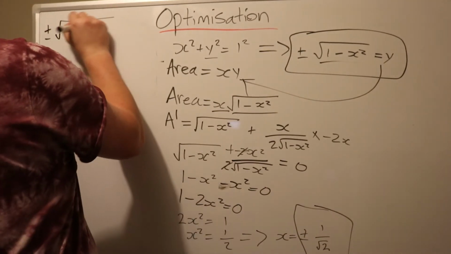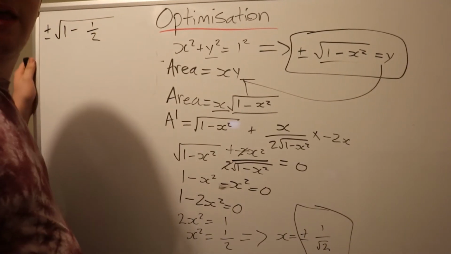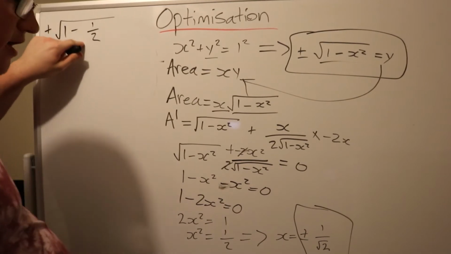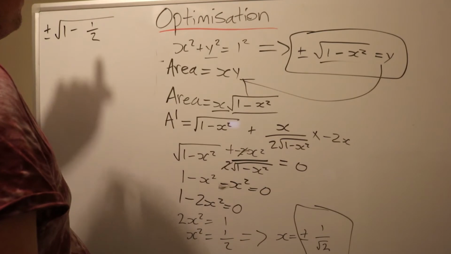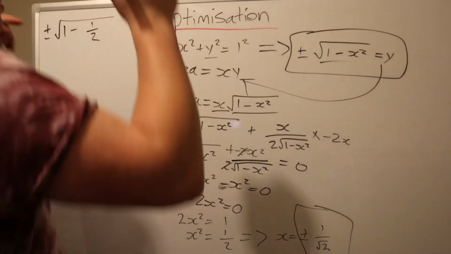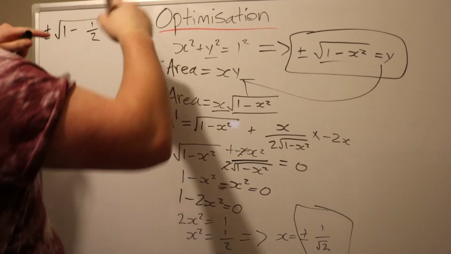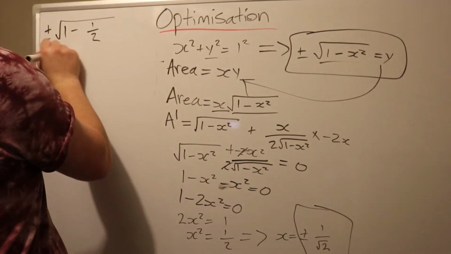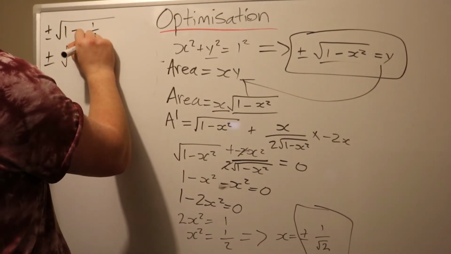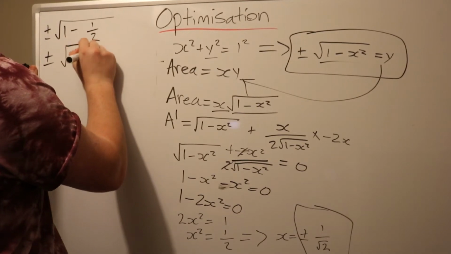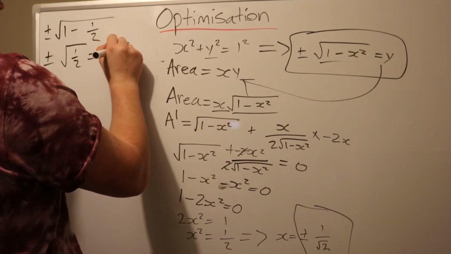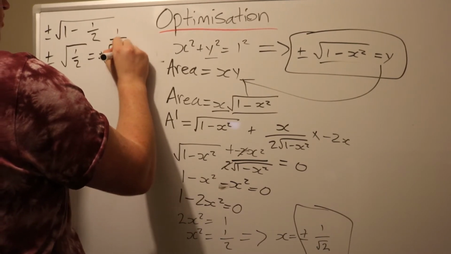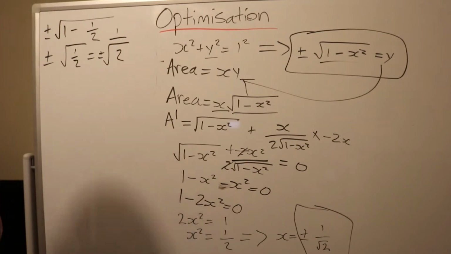We get 1 take away a half. Okay? It would be, sorry, it would be square root of 1 take away 1 over square root 2 all squared. But the square cancels out with the square root, so we get this. And therefore we get plus minus 1 over 2, which is essentially 1 over root 2. Okay? That was a really bad way of writing it, I must say.